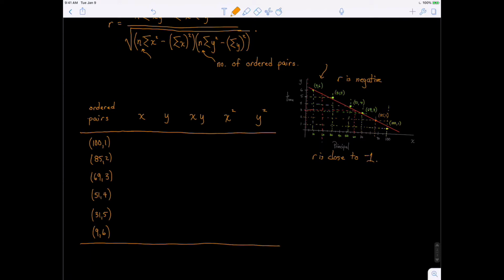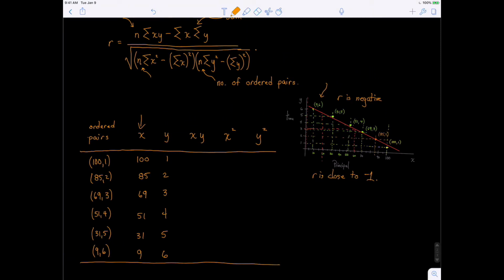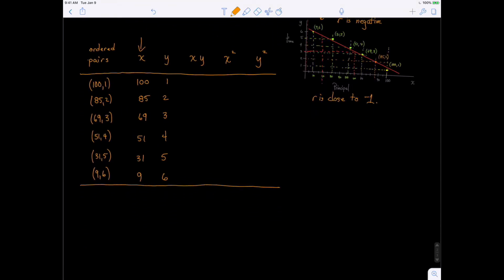And here's what it is. Remember, an ordered pair is always in the pattern of x and then y. So for the very first one, in x's you write down your x. Well, my x is 100. For my next one, my x is 85. My next one is a 69. Then a 51. Then a 31. And then a 9. And then we write the y's. Well, the first y is a 1, then a 2, then a 3, then a 4, then a 5, and then a 6. Okay, now we're going to come back to that formula in a little bit.